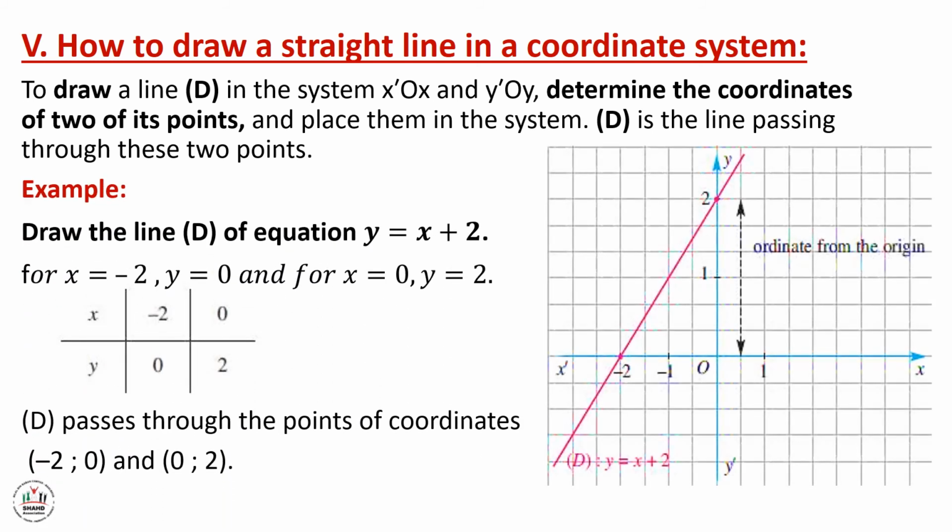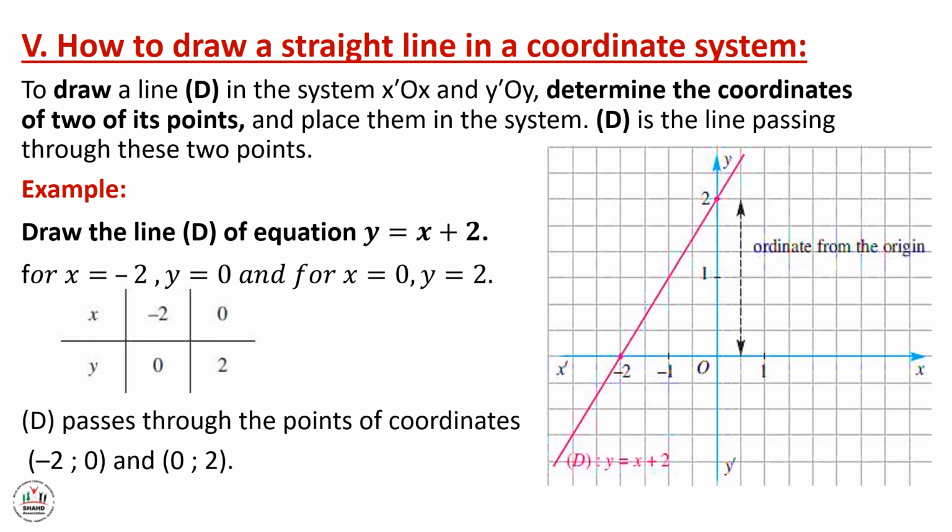If you want to draw the line D of equation y = x + 2, you only need to substitute, or find, the coordinates of two of its points. So for x = -2, y = 0, and for x = 0, y = 2.